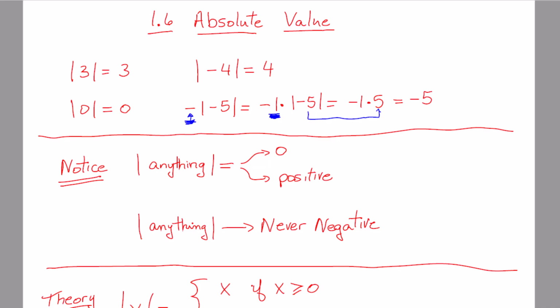So notice, the absolute value of anything I put in there is either 0 or positive. The thing that comes out is never negative. It just doesn't do it.